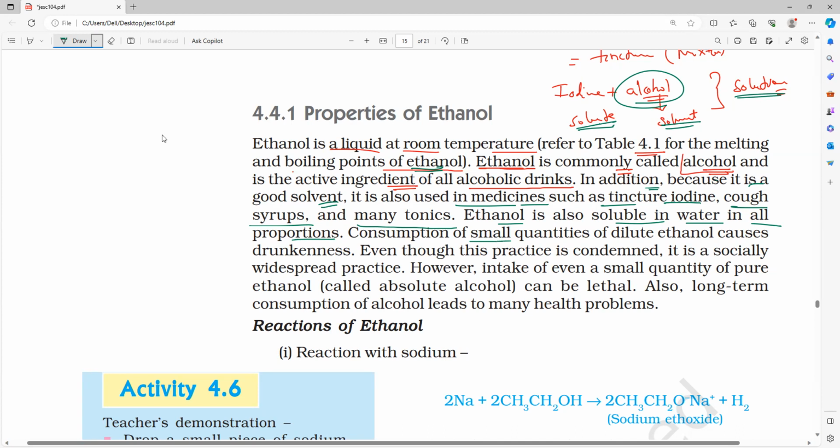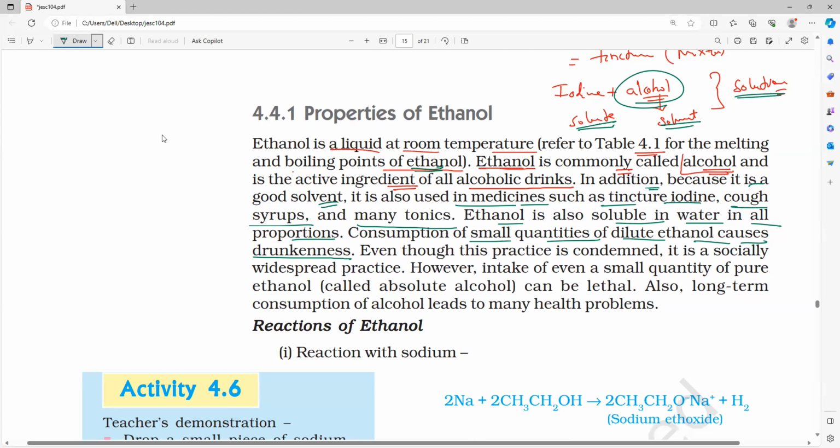Consumption of small quantities of dilute ethanol causes drunkenness. What do you mean by drunkenness? Anyone? Please respond. Yes, people behave differently. Those who have had alcohol, how they behave, that is what is called drunkenness. We feel unconscious and speak with blurred vision, slurred speech, sometimes even vomiting.